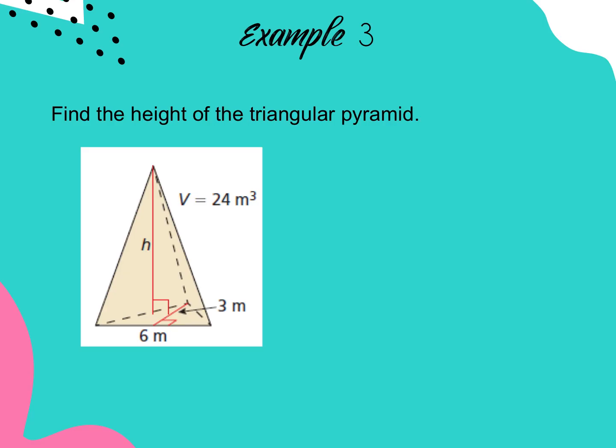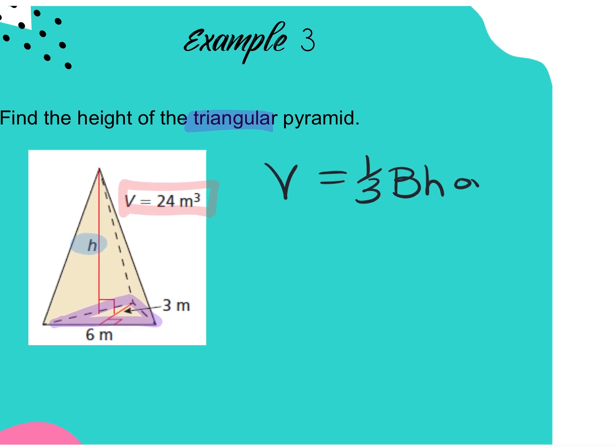Next one, we're doing the same thing. They've already given us the volume calculated. What we're looking for is the height of the pyramid. And again, the base of my pyramid is a triangle again. So what I need to do, again, you can either do volume equals 1/3 BH or the BH divided by 3, either way. But let's go ahead and calculate the area of the base.